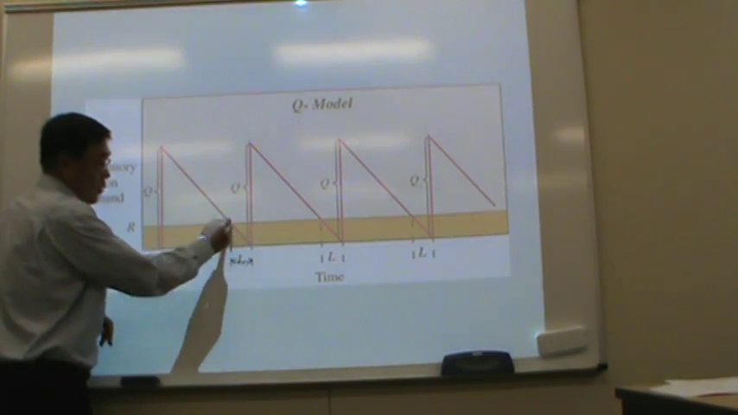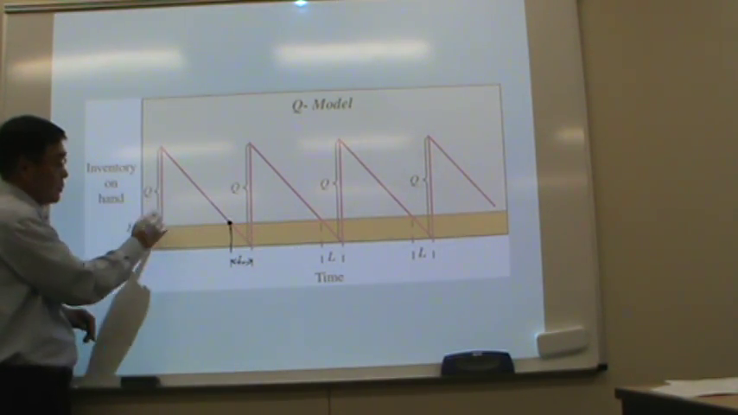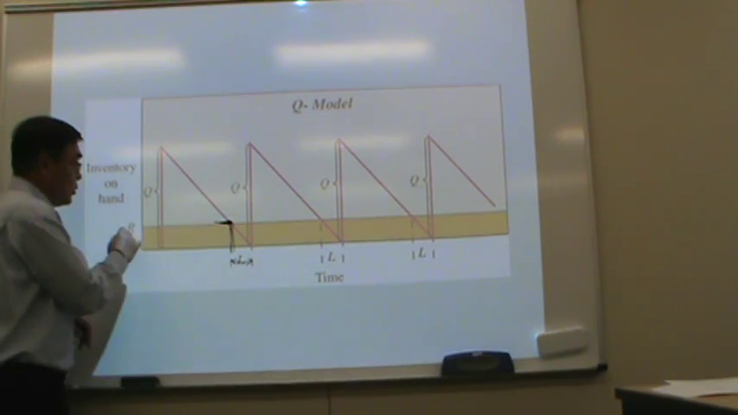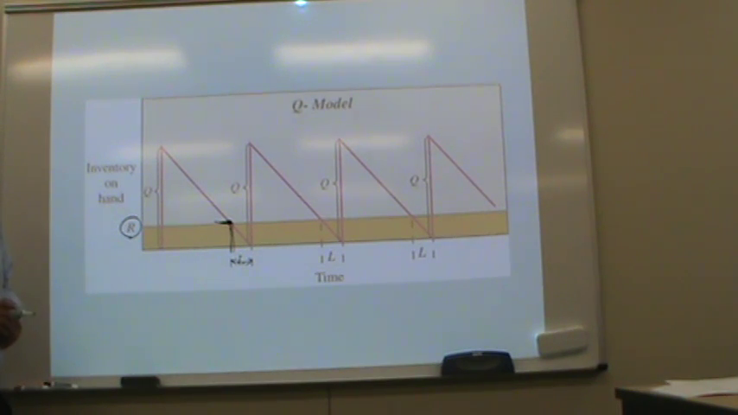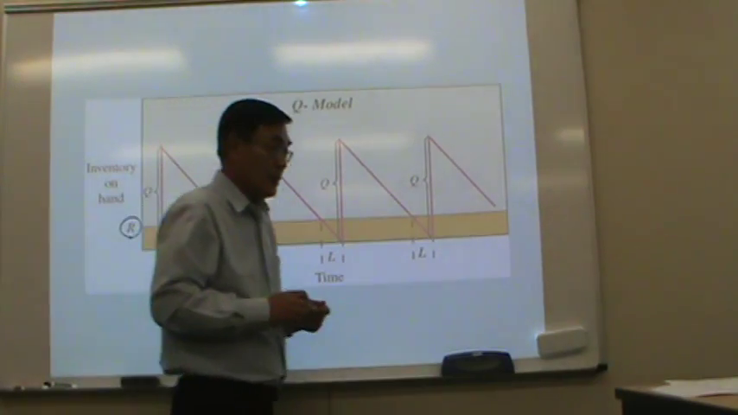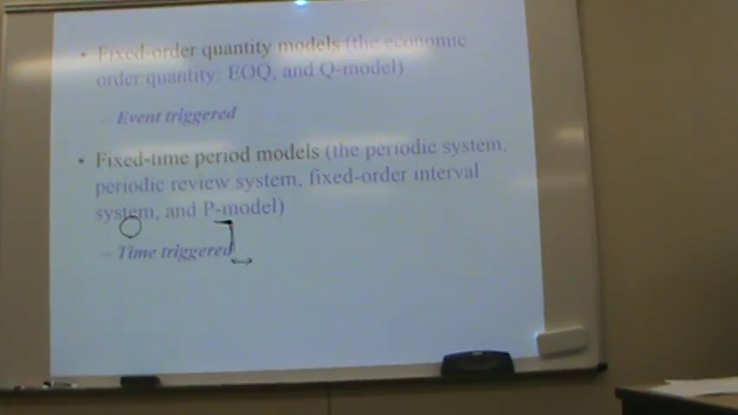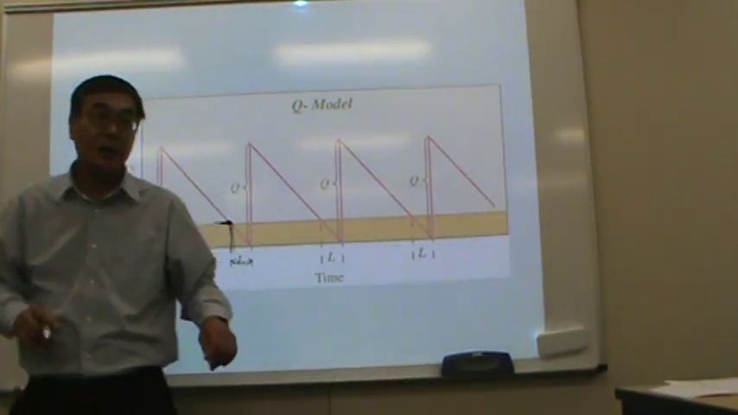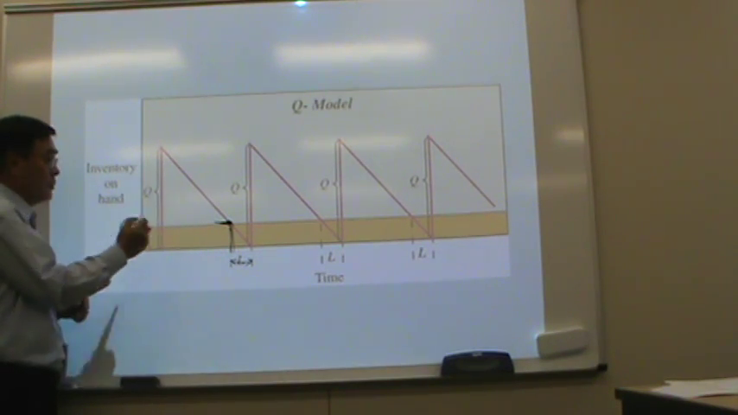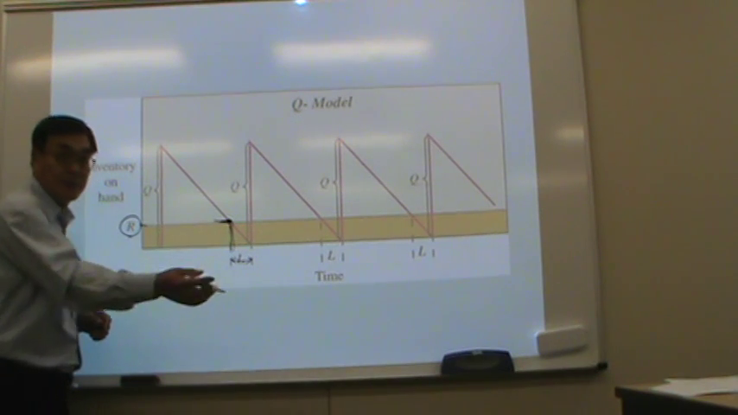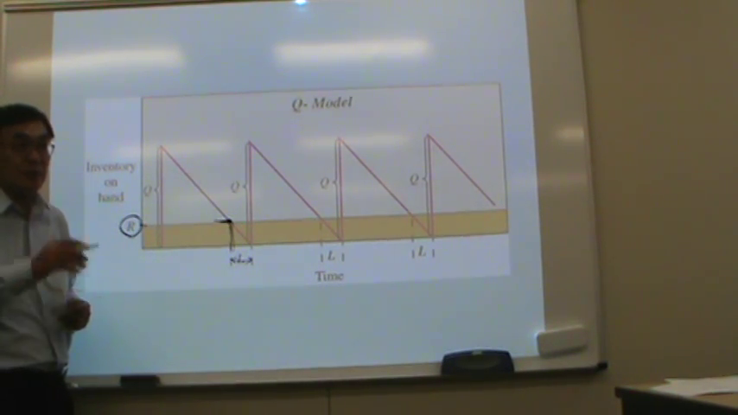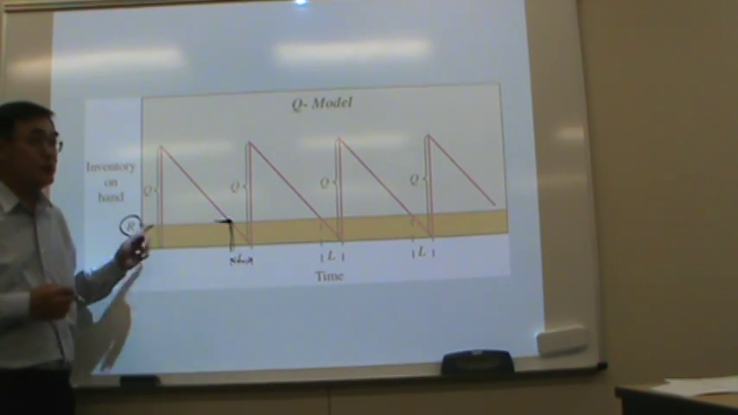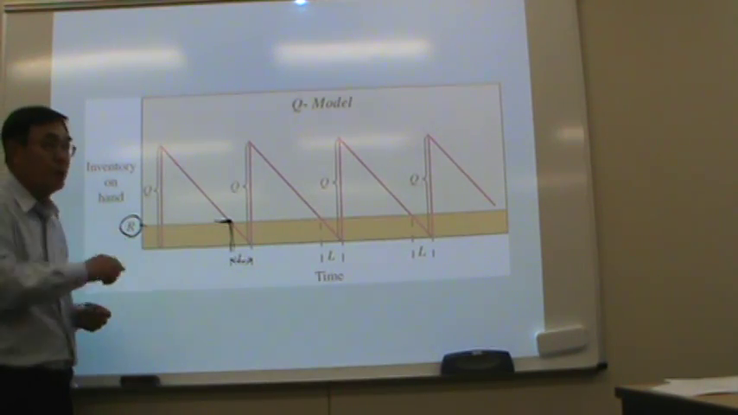When the inventory level is down to this point, then place the order, right? So this point is the reorder point. This Q model, the EOQ model, is an event trigger model. This point R is the event. When the inventory level hits this point, the order is placed. So point R is the event that triggers the order. Event is point R, the reorder point.